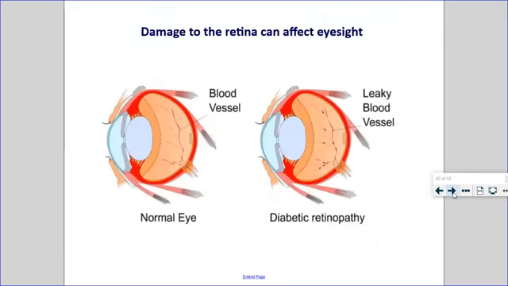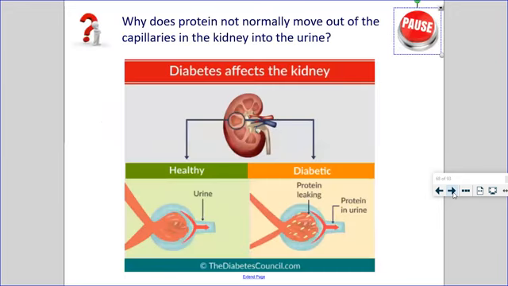So damage to the retina because of this hemorrhaging of the small blood vessels at the back of the eye can affect eyesight. Pause the video and just have a think about this question. So why does protein not normally move out of the capillaries in the kidney into the urine?